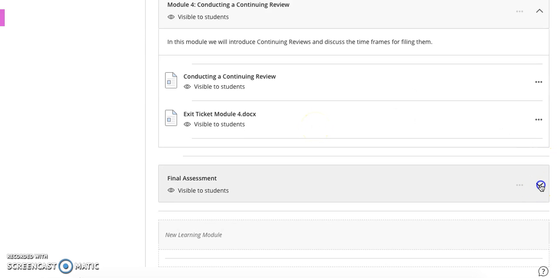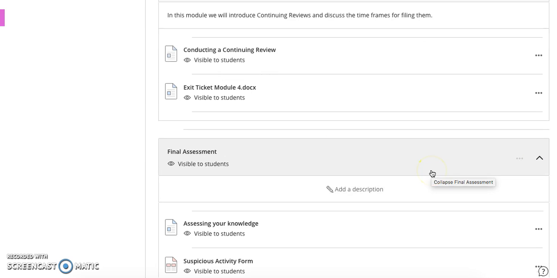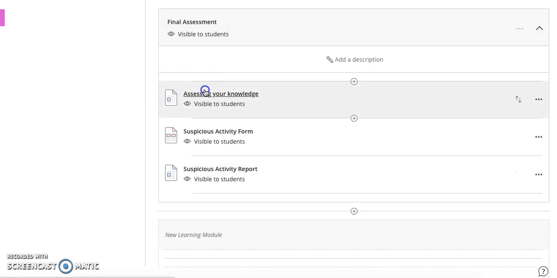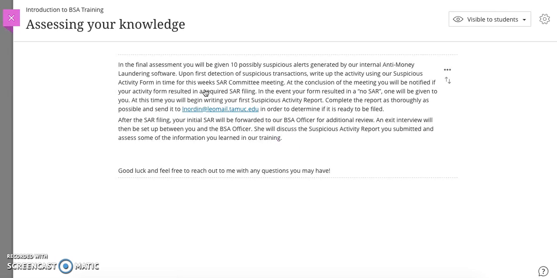Here's the final assessment. It's kind of a live walkthrough of everything we learned. So basically, the people I'm training would look for a suspicious transaction, and they'll go through the whole steps of identifying the suspicious transaction, writing it up with our internal form, and then eventually filing their first SAR.